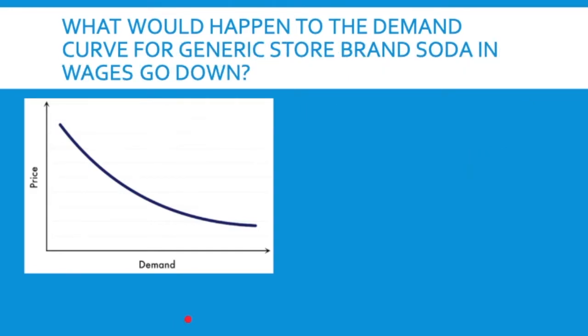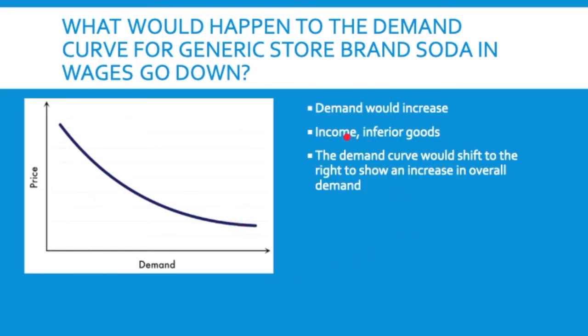Like then what would happen to the demand curve for generic store brand soda if wages went down? So you think about that, that's an inferior good. So this is our demand curve for generic store brand sodas, and wages go down. Normally you think if income goes down, the demand would go down, but since this is an inferior good, people would buy more generic brand soda because they're trying to save money because they can't afford to buy Coke or Pepsi. So for an inferior good, a drop in income usually causes an increase in their demand.